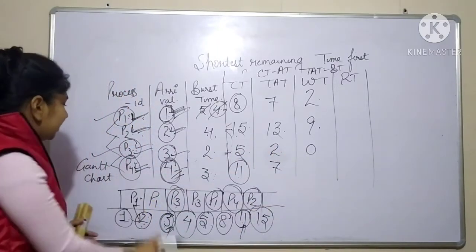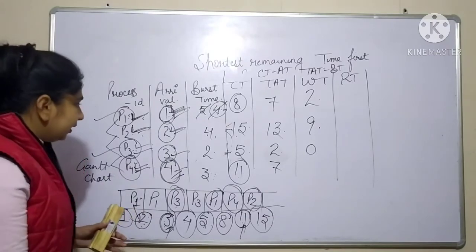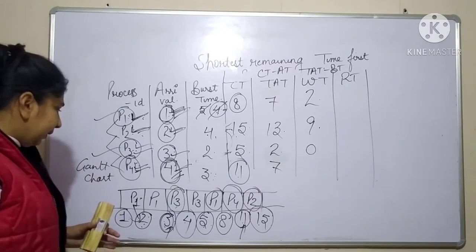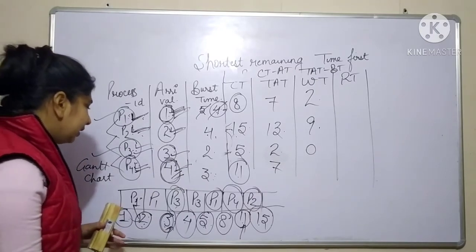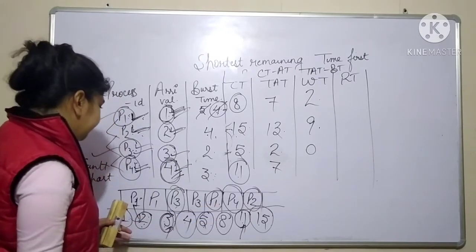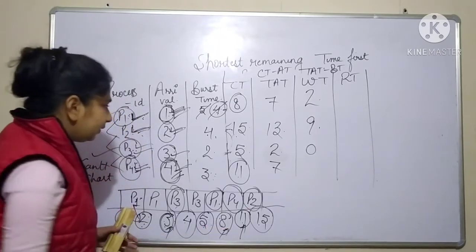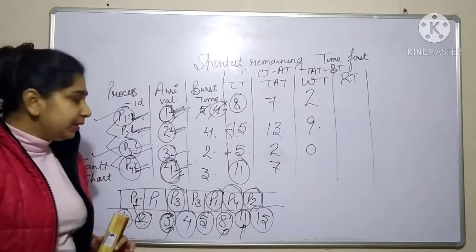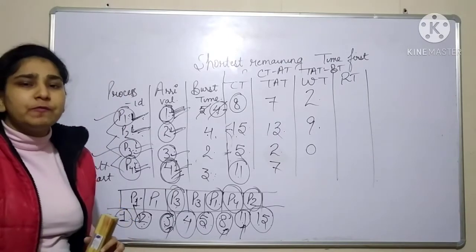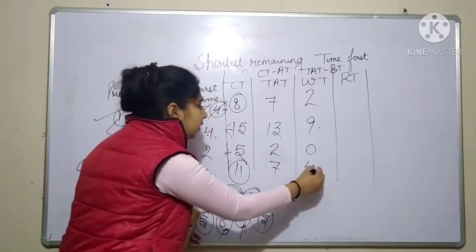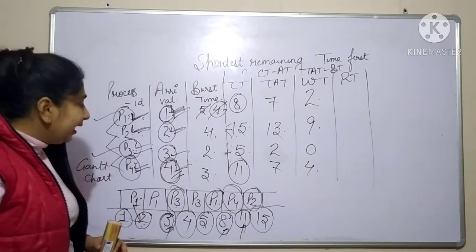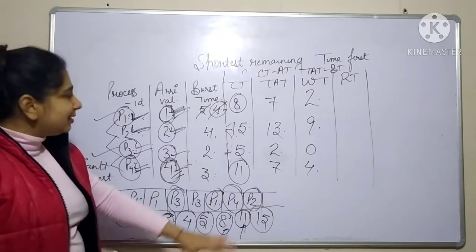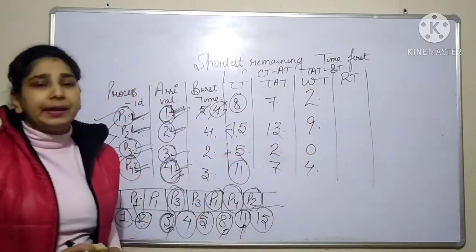Next we have process P4. It arrived in the main memory at 4, but it was given CPU at 8. It had to wait for 4 units of time to get executed on CPU. 7 minus 3, 4. So this is actually our waiting time.